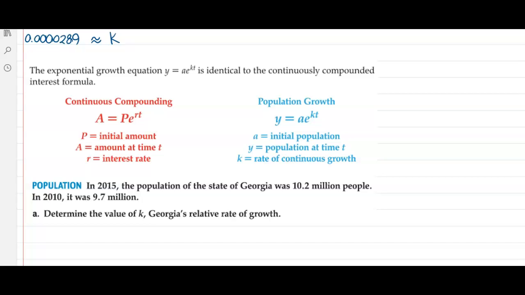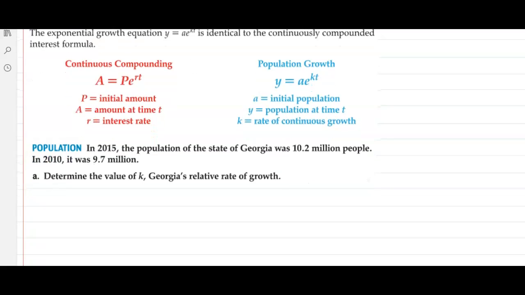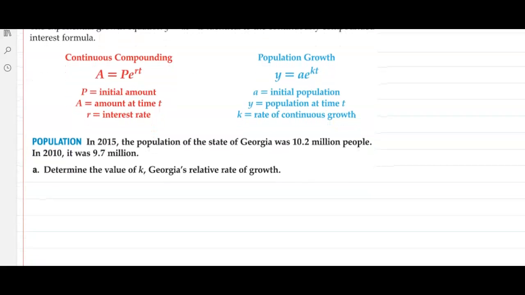In continuous compounding, R stands for rate, and in population growth, K stands for the continuous rate of growth. But knowing that there are similarities between these two formulas does help us to manage them. So here we can't really use continuous compounding per se because we're not talking about money, we're talking about people, population. We want to figure out the value of K with this information about Georgia.